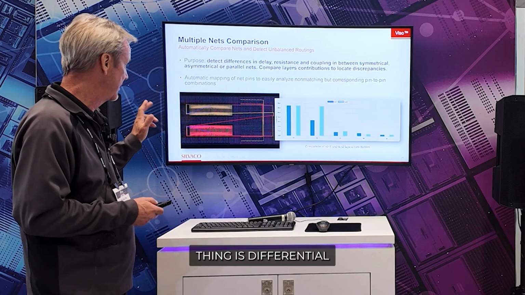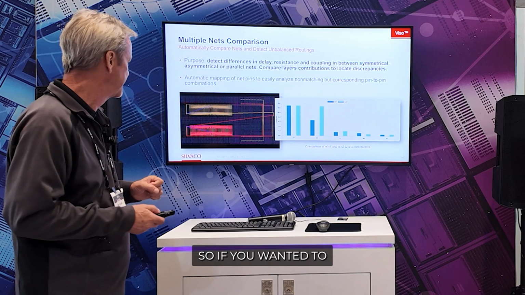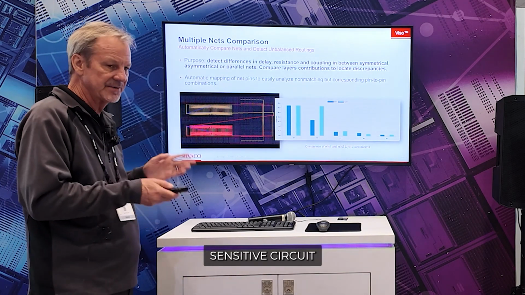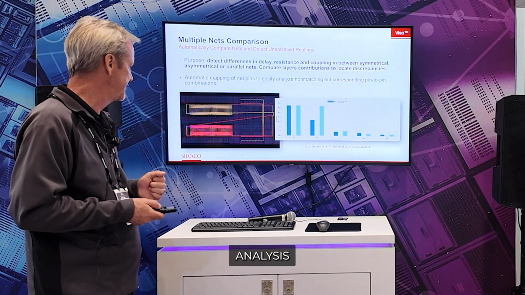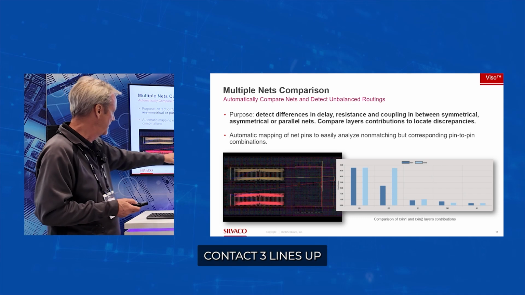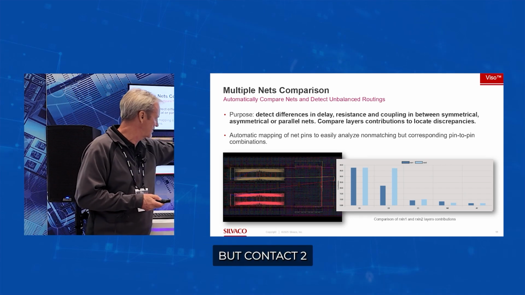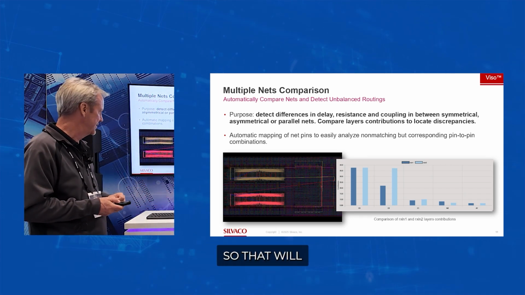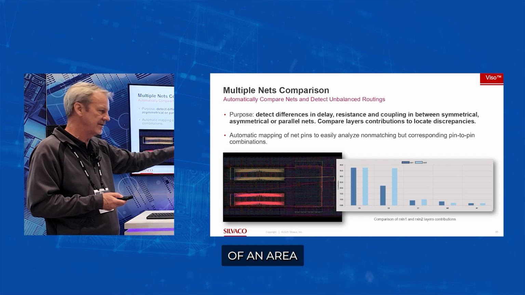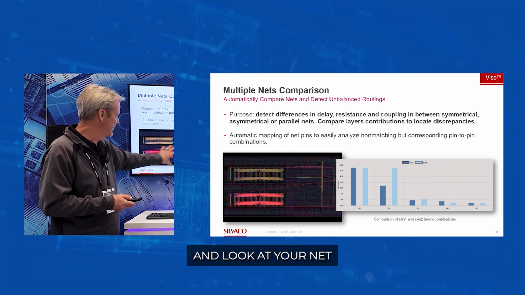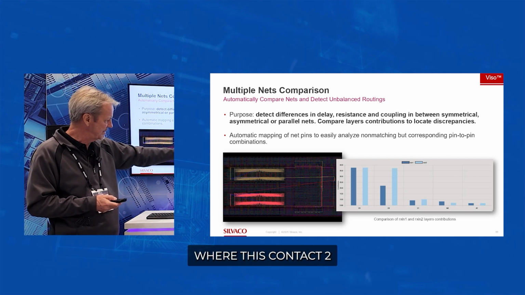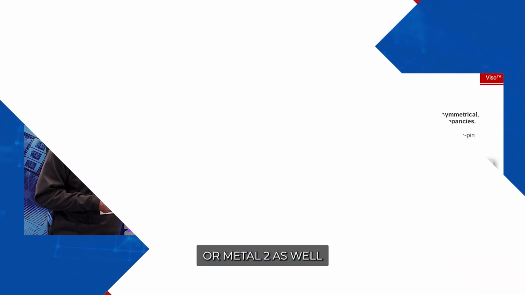Another thing is differential pair analysis. So if you have a highly sensitive circuit and you want to do differential pair analysis, we can do that as well. You can see that contact 3 lines up pretty well, but contact 2 is a little bit off. So that will give you a hint of an area where you might want to go and look at your net and figure out why this contact 2 is off, or metal 2 as well.